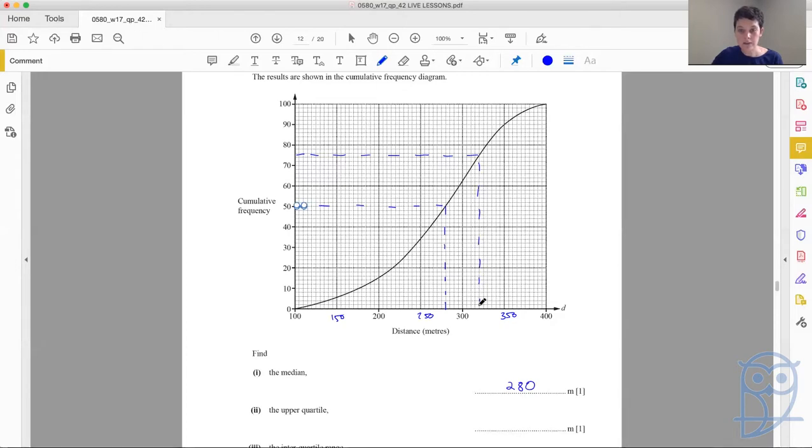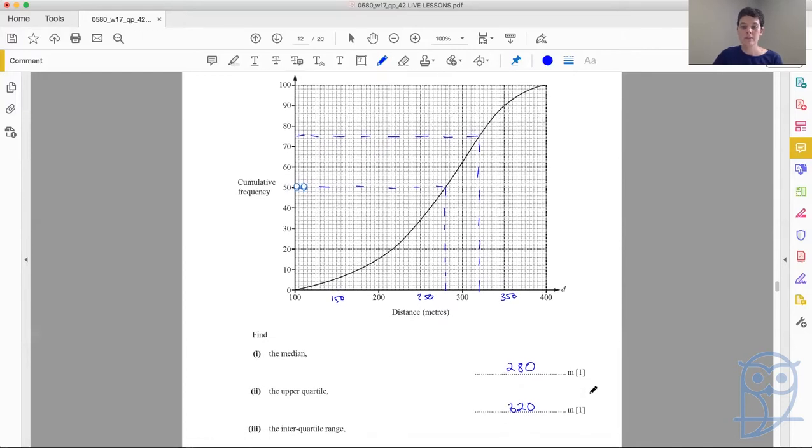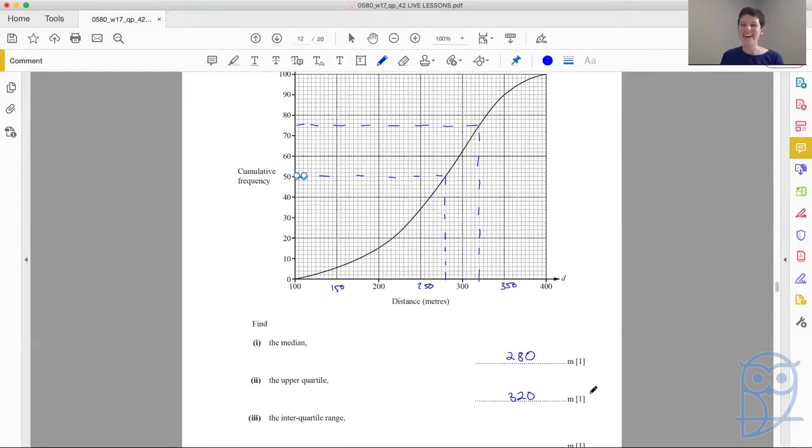How many meters is this? It is 310, 320. So the upper quartile is 320 meters. The next question, funnily enough, asks us for the interquartile range.